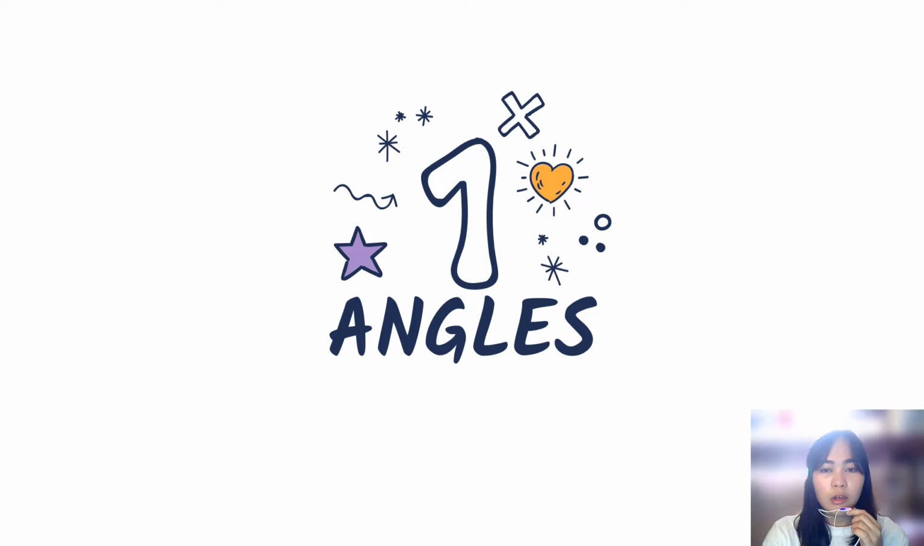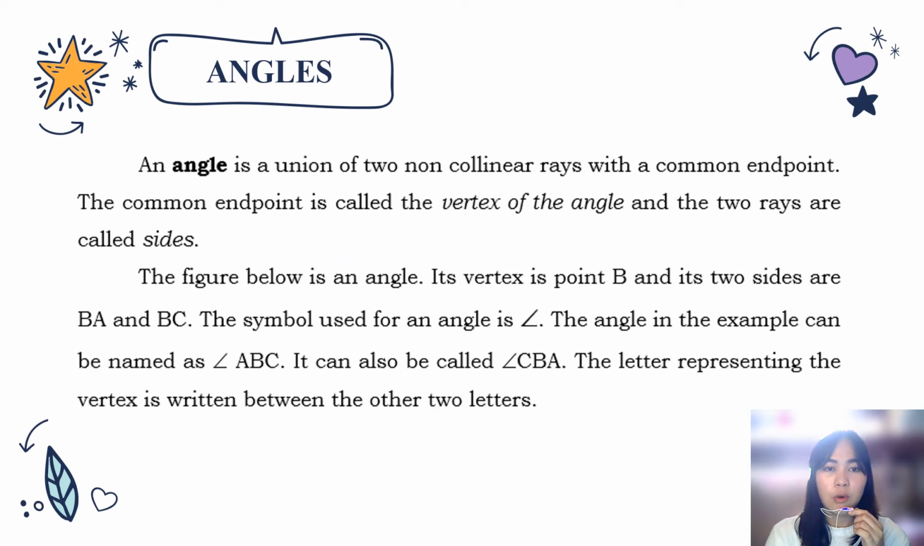So now, what are angles? An angle is a union of two non-collinear rays with a common endpoint. The common endpoint is called the vertex of the angle, and the two rays are called sides. So the figure below is an angle. Its vertex is point B, and its two sides are BA and BC.